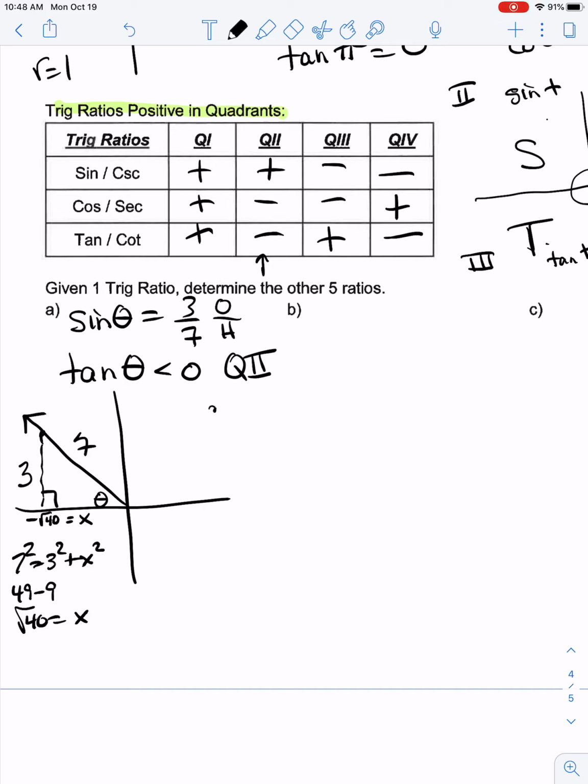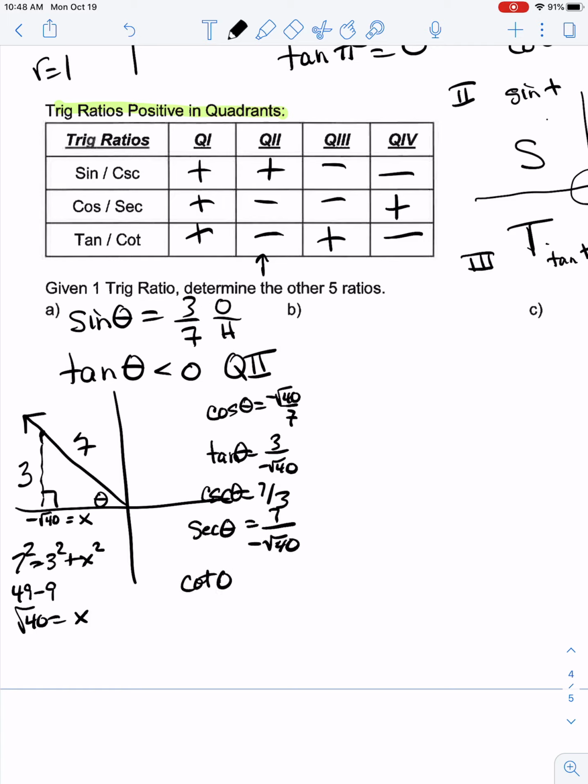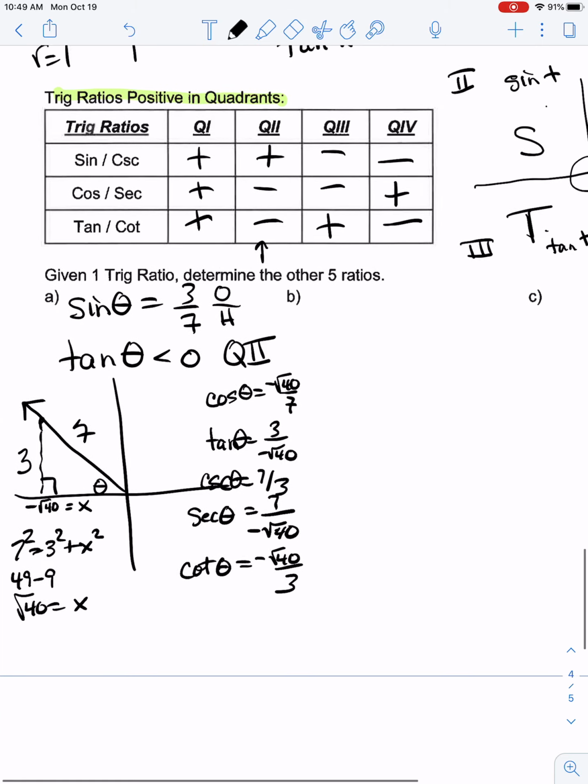So then once you have that info, we can go through and do cosine, negative square root of 40 over 7. You can do tangent, 3 over the negative square root of 40. Cosecant, 7/3. And I'm missing my thetas here. Secant, 7 over the negative square root of 40. And cotan is negative square root of 40 over 3. All right, so there's a quick example of that.